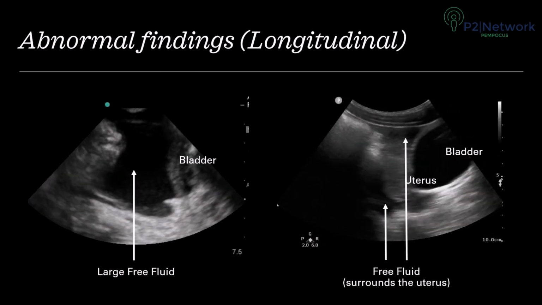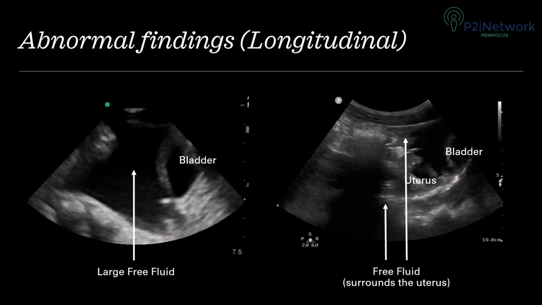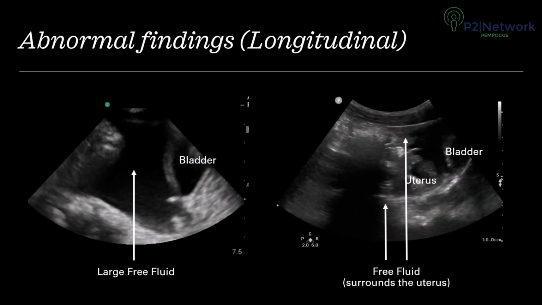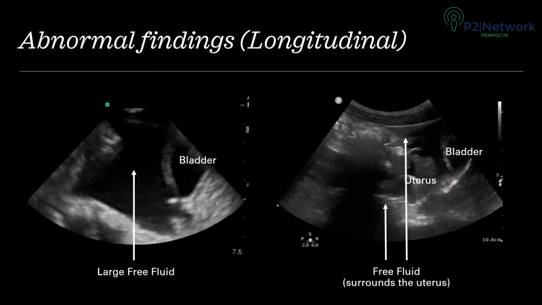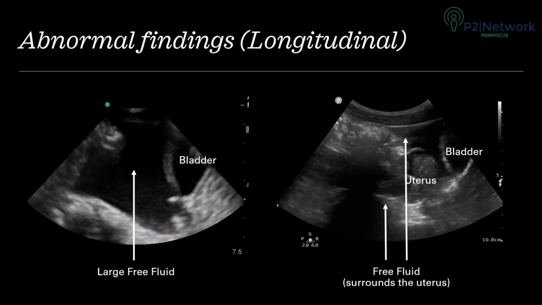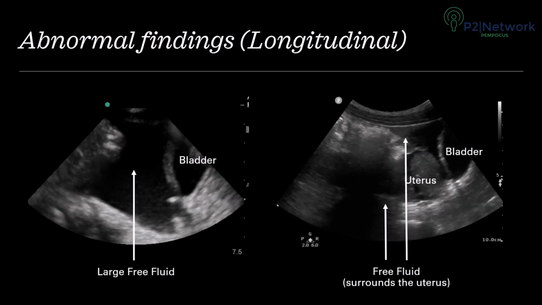The video on the left shows a sagittal view with the bladder being shown towards the right of the screen and a large amount of pelvic free fluid on the left side of the image. The image on the right, on the other hand, shows a large amount of free fluid in a female patient, which is outlining the uterus.